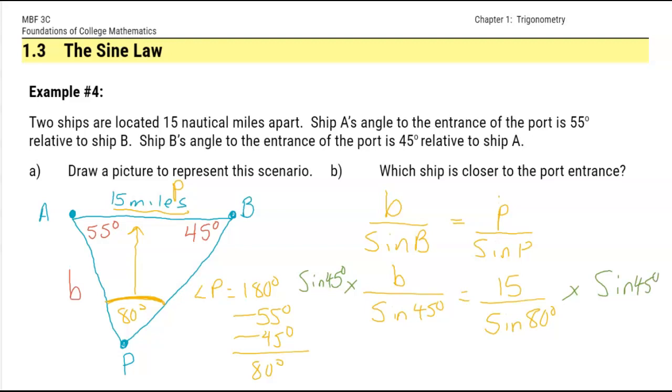And so that allows me to cancel out my sine 45s. And now I have this expression for B, right? And so for B, I can now solve by saying 15 divided by sine 80 and then times sine 45. And the answer that I get when I'm doing that, and you should pause the video and try this yourself, and make sure that you're getting 10.8, and that's nautical miles.